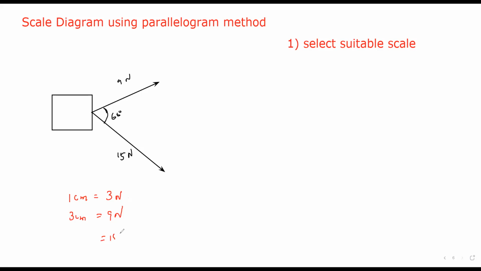And for 15 Newton, how many centimeters? 1 centimeter is 3 Newton, so 15 Newton will be 5 centimeters. Is it clear? The first part we discuss is to select a suitable scale. And this is not always fixed. It changes according to the question. Another student might select a different scale.